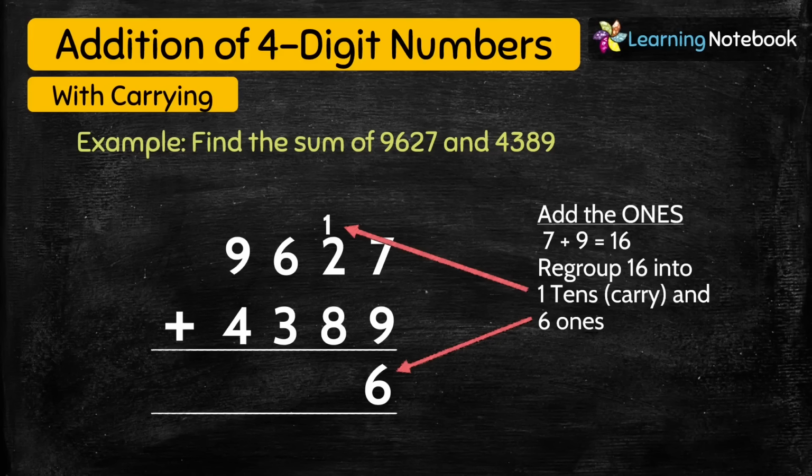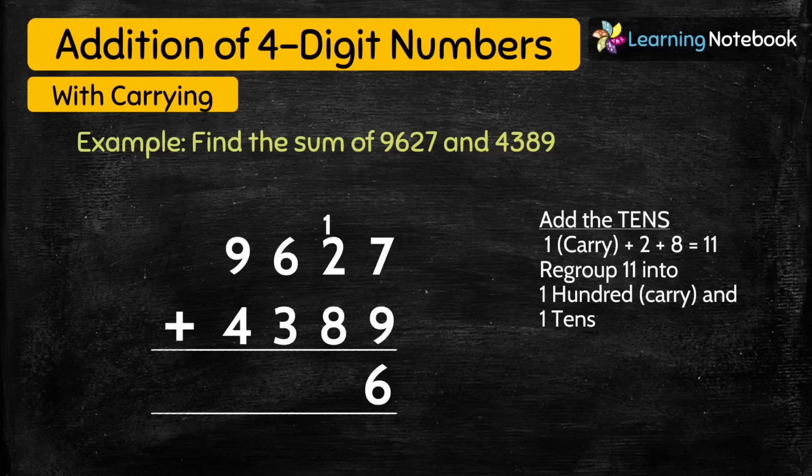Now let's add the digits at tens place. 1 carry plus 2 plus 8 equals 11. Again we have got a 2-digit number. So we will carry 1 to the hundreds place and 1 comes in the answer. And students, don't forget to add the carry here.